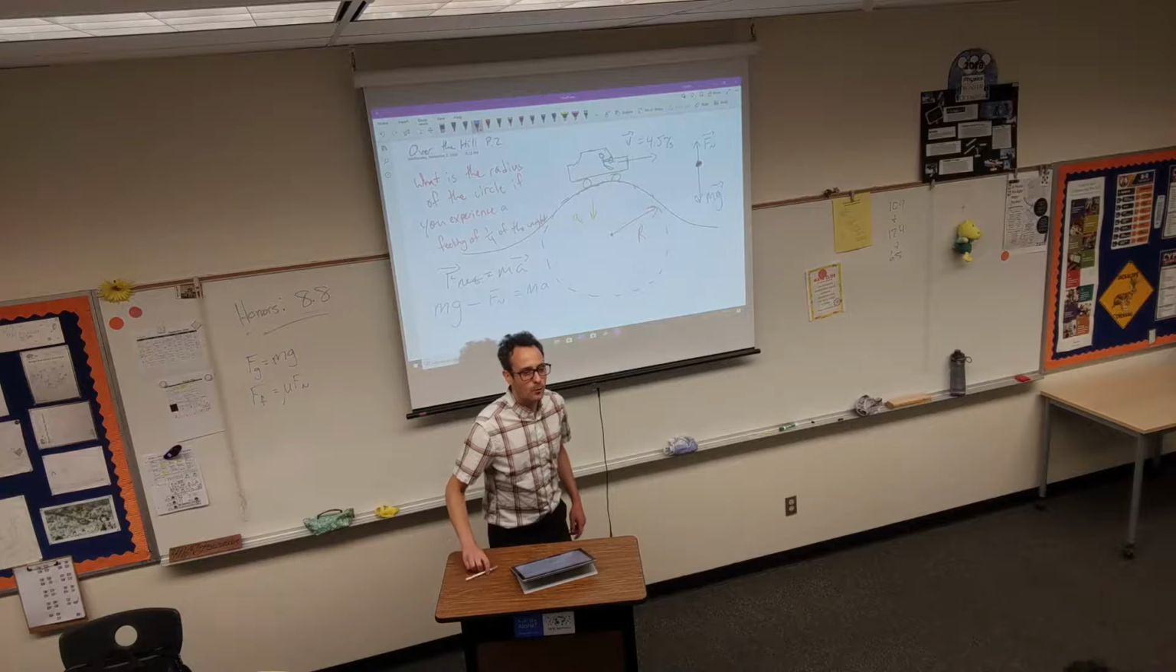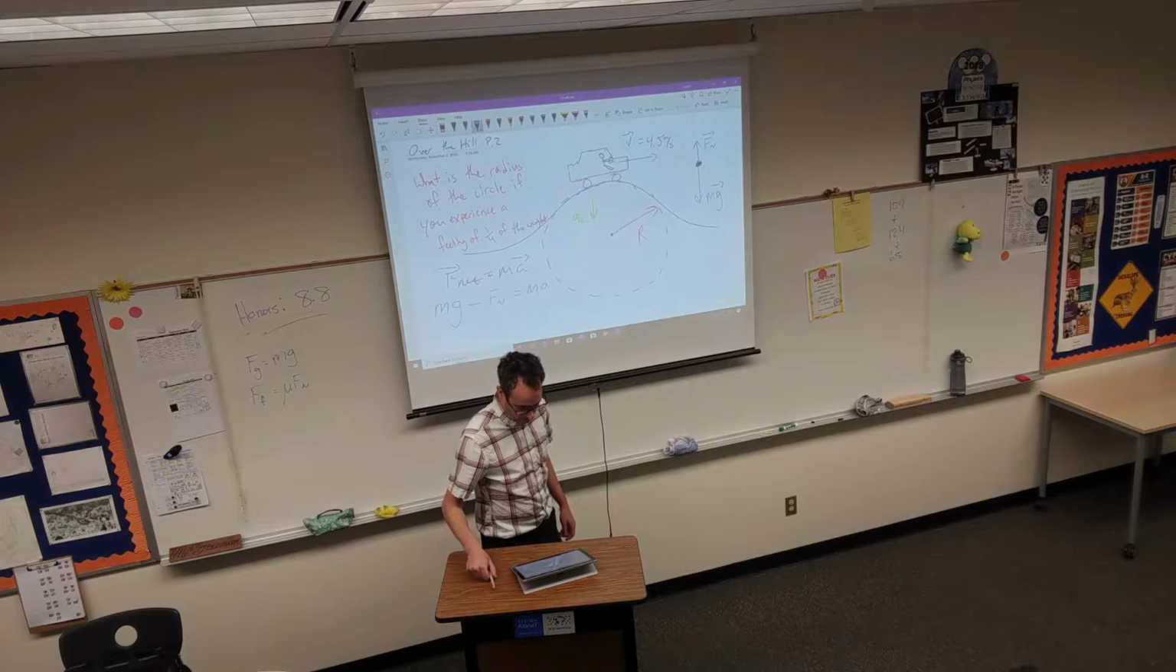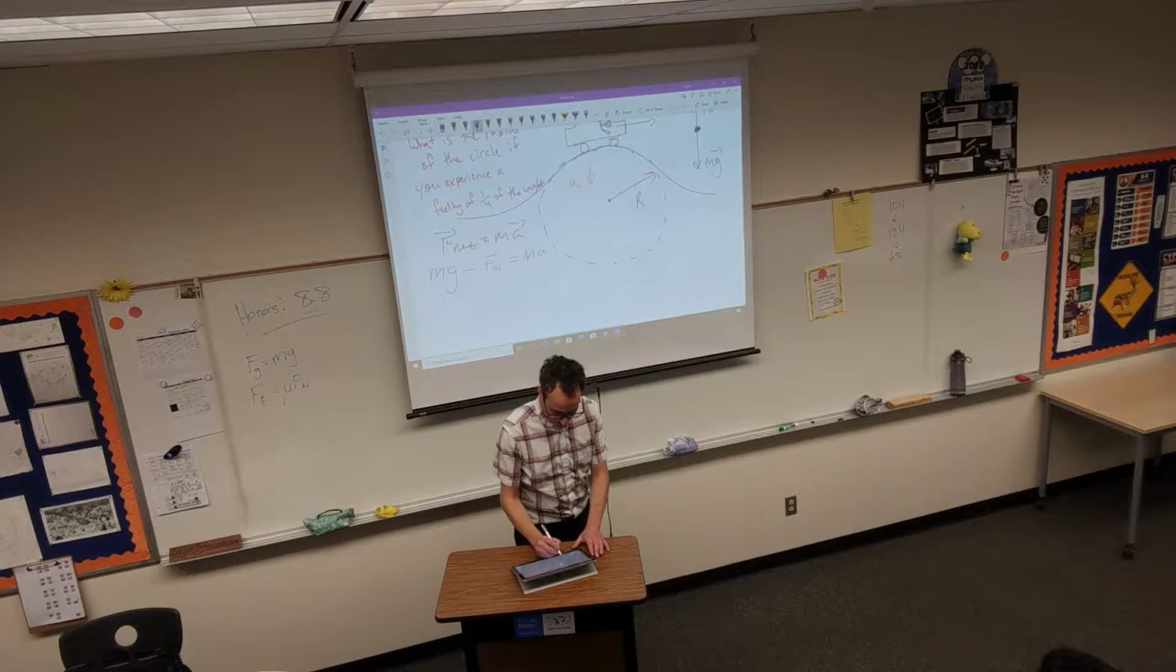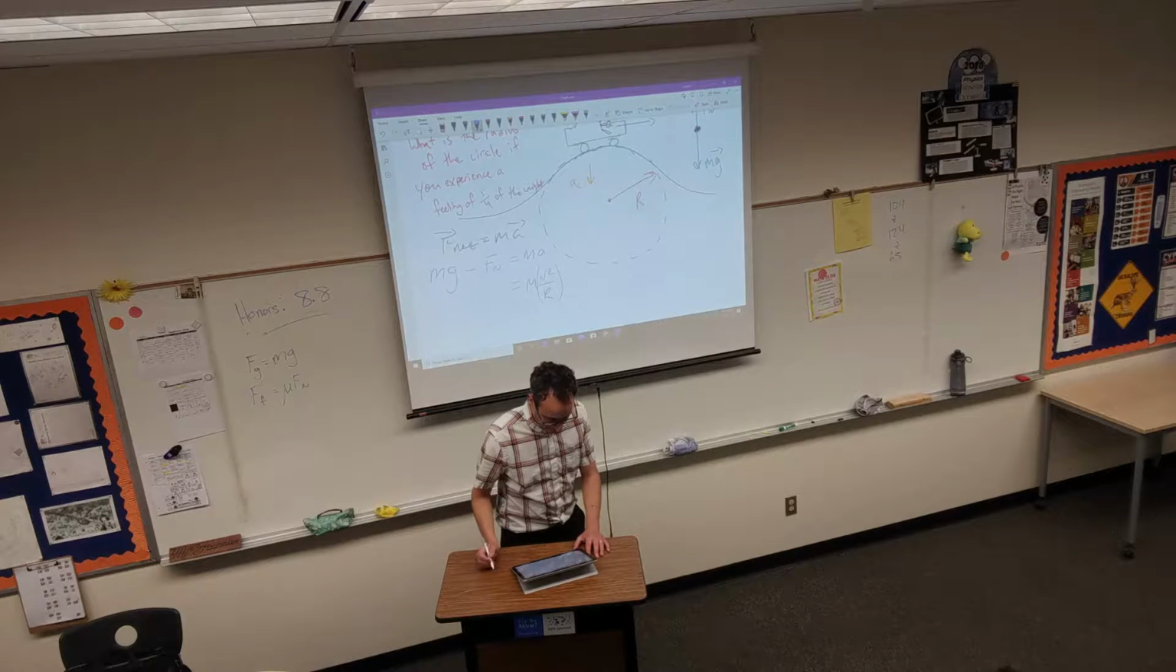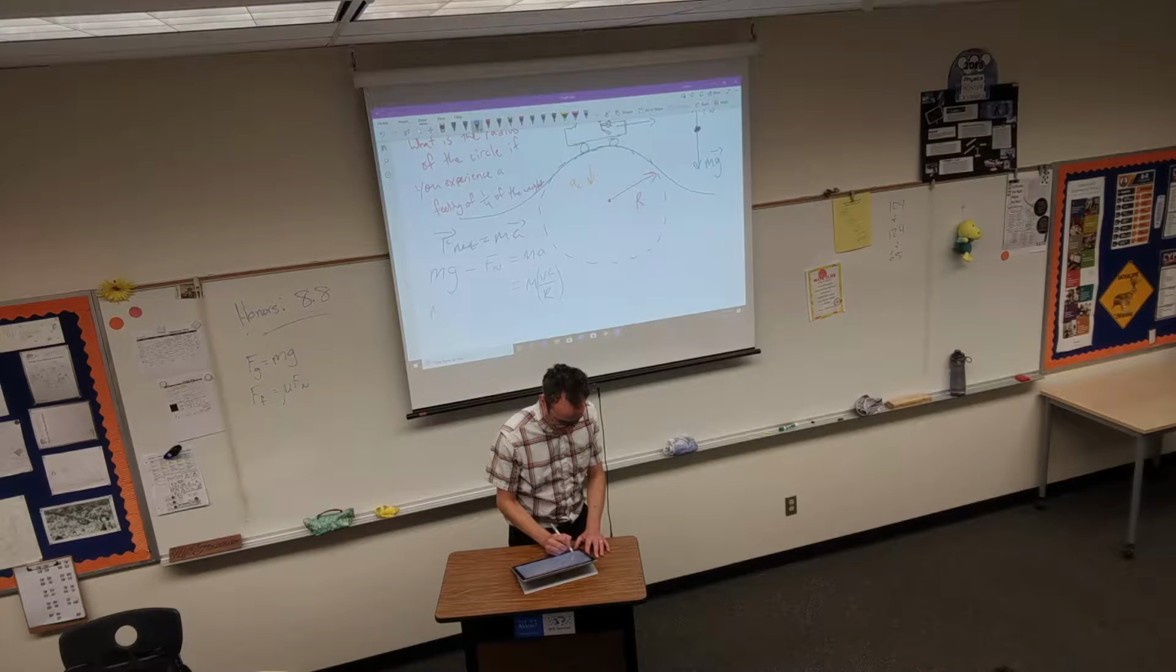Now, once again, let's do a couple things. First off, what type of acceleration do I have here? Centripetal. This is centripetal I'm looking at, so it's v squared over r. I can replace this with that. And then I got mg here.